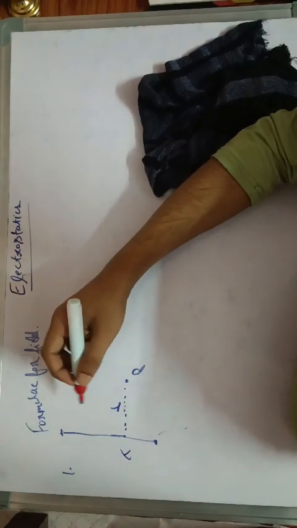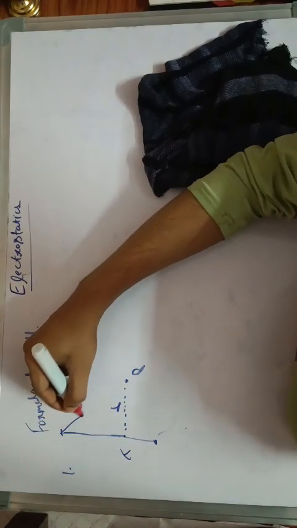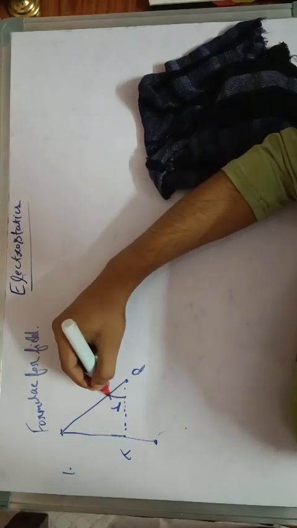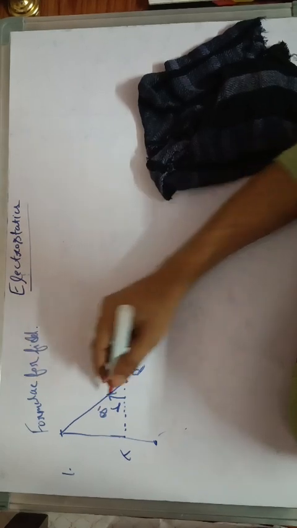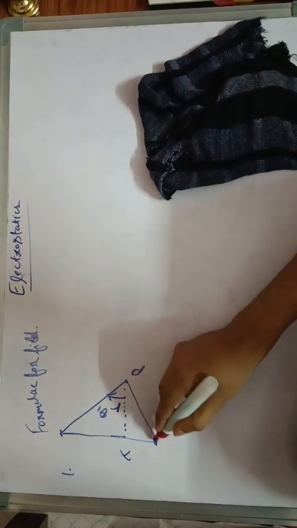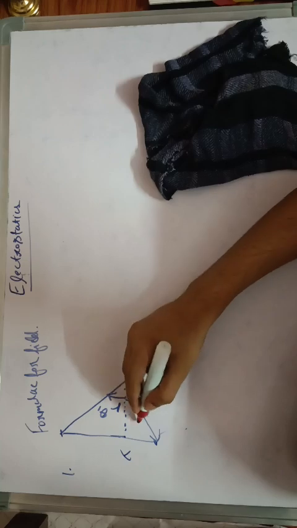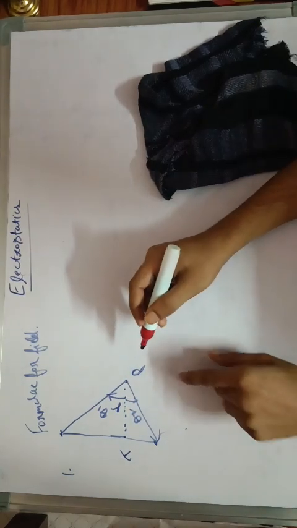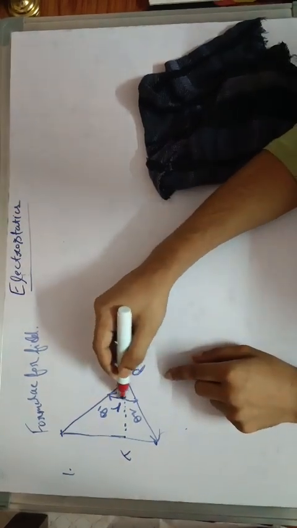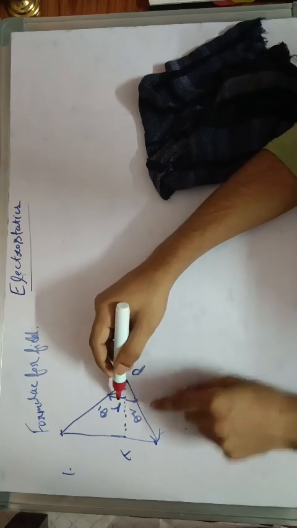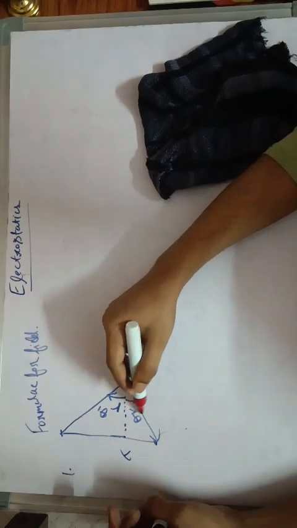Now what we need is the angle of this, let's say theta 1, and the angle of this, let's say theta 2, and we should know how to take the direction of this theta 1 and theta 2.